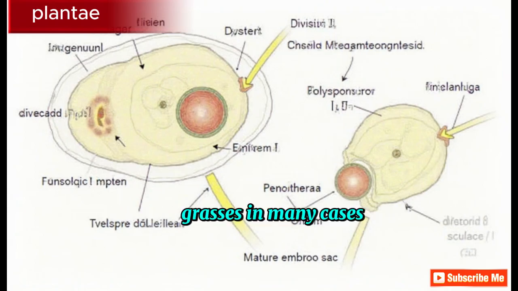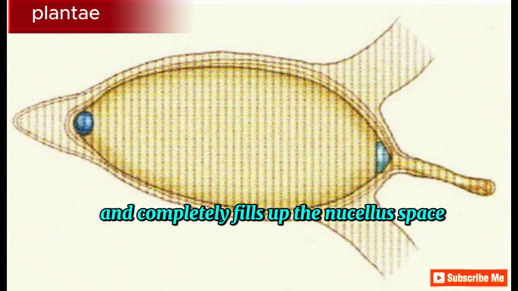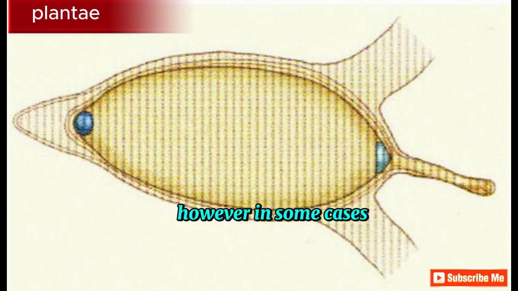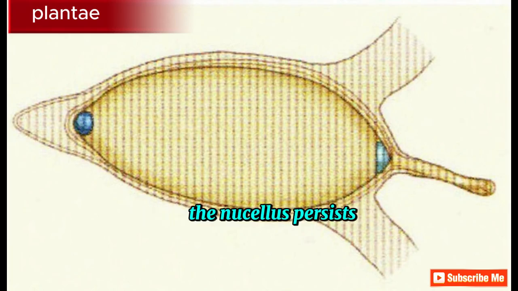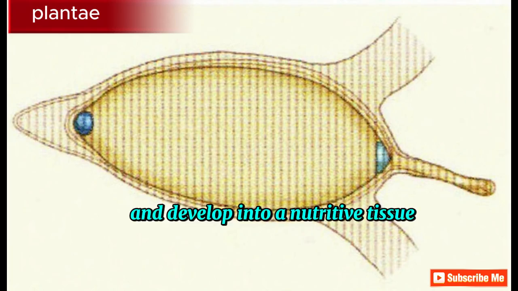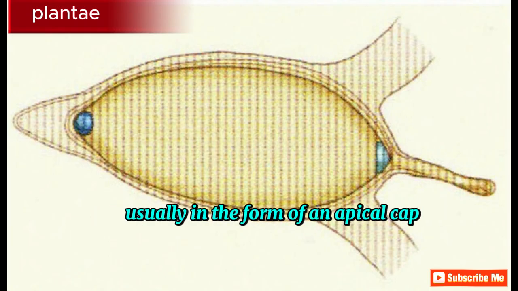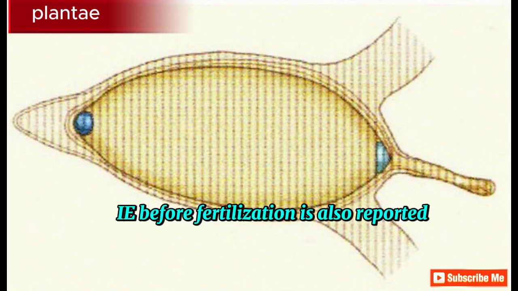In many cases, the endosperm develops and completely fills up the nucellus space, and no nucellus is found in the seed. However, in some cases, as in Nymphaea and Mirabilis jalapa, the nucellus persists and develops into a nutritive tissue called perisperm. This is present in the seeds usually in the form of an apical cap. In rare cases, parthenogenetic development of the endosperm, i.e., before fertilization, is also reported.